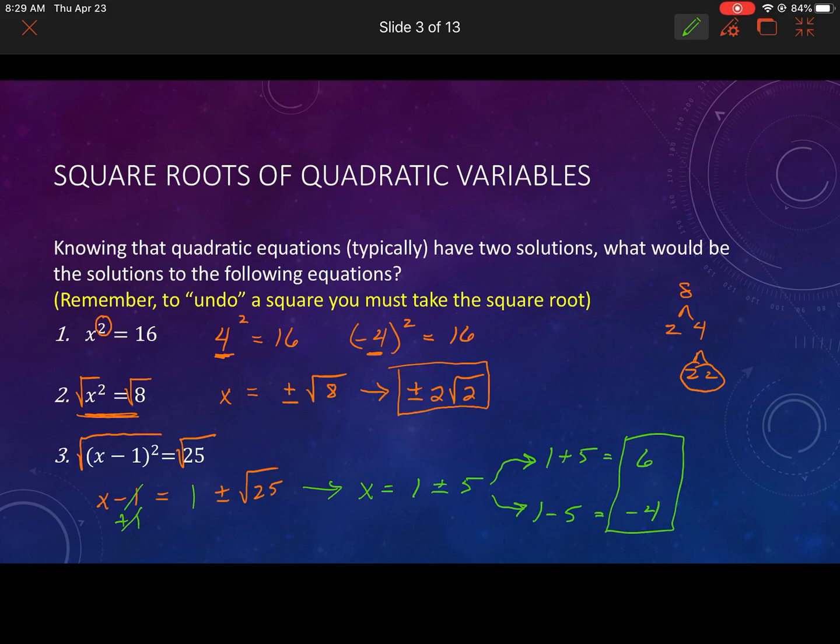If you want to check that, you can actually do it really quickly mentally. 6 minus 1 would be 5, and 5 squared is 25, so that's true. And then negative 4: if I plugged in negative 4 minus 1, that is negative 5. Negative 5 squared is also 25. So these are both true statements.